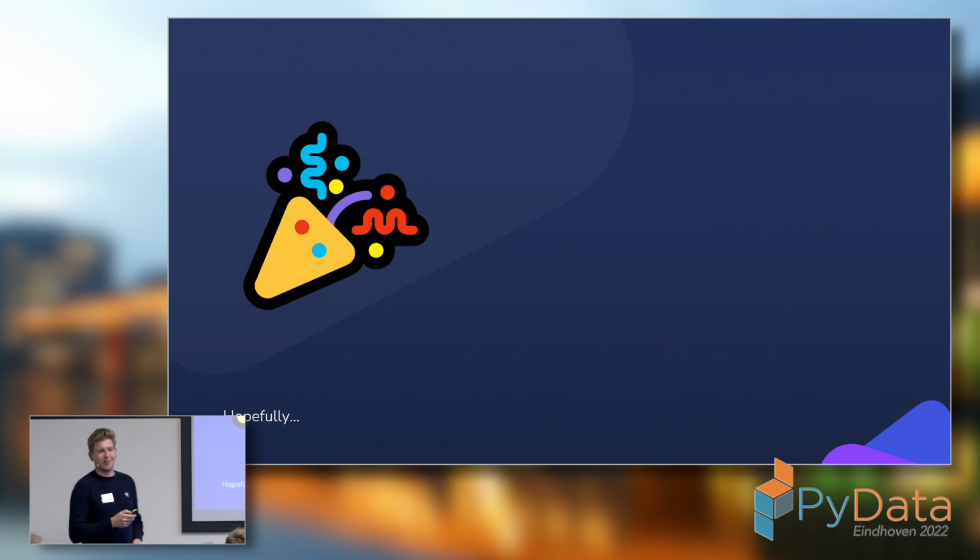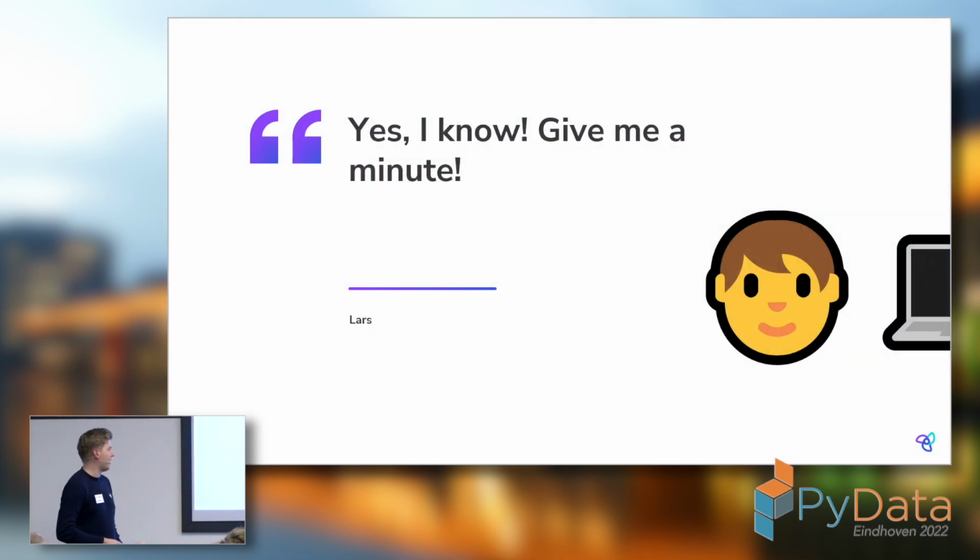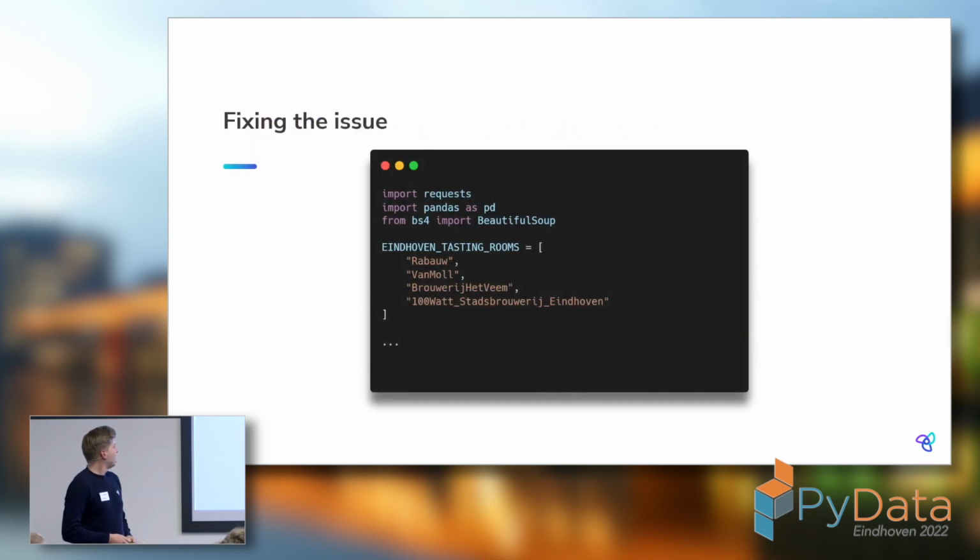Hopefully, at least. Because as you remember, the business wouldn't be the business if they came with a new question about our data. Well, nice Lars, but we have 4 tasting locations in Eindhoven and not just one. And then I'm like, yeah, I know, give me a minute and I will fix it for you. So what I try to do is create some code so it's modular and easily extendable. So I will add the other breweries we have in Eindhoven and everything will be fine.